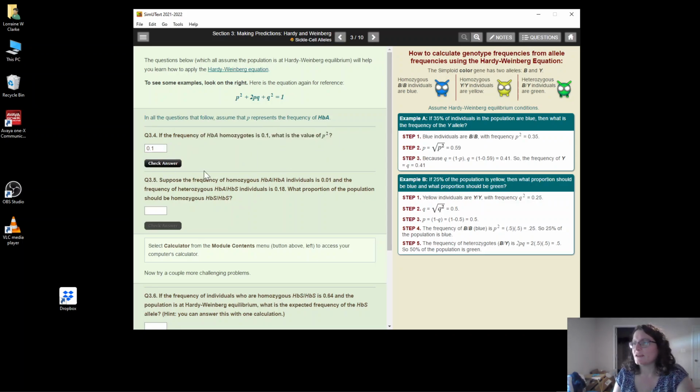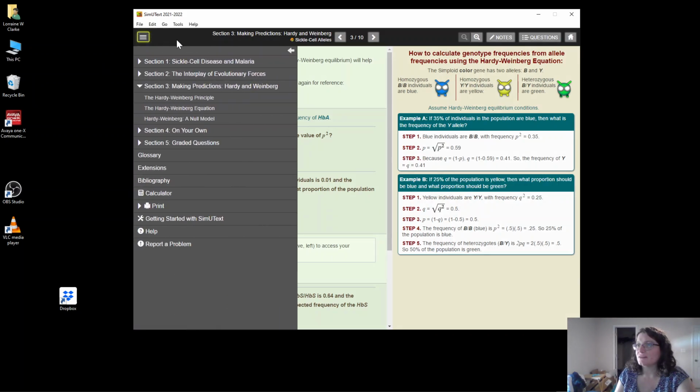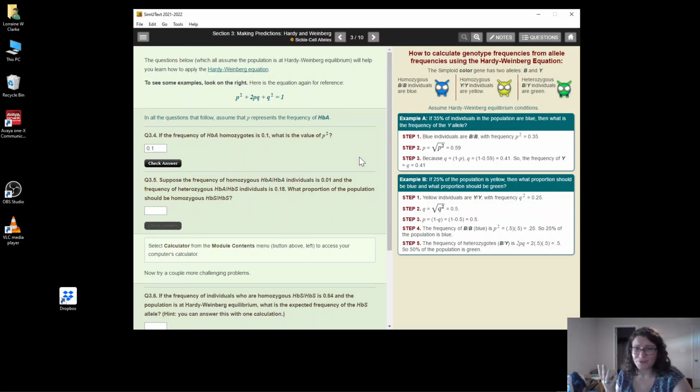My fault. Okay, suppose the frequency of the homozygous individuals is 0.01. Frequency of the heterozygous individuals is 0.18. And then what proportion should be this one? Remember, everything adds up to 1. So just take this 1 minus this, and then you have your homozygous S. Use a calculator. So it's select calculator from the module contents, okay? Here's your calculator. Or, you know what you can do is, this just opens a regular calculator on your computer. You can use your phone. Don't worry about it.